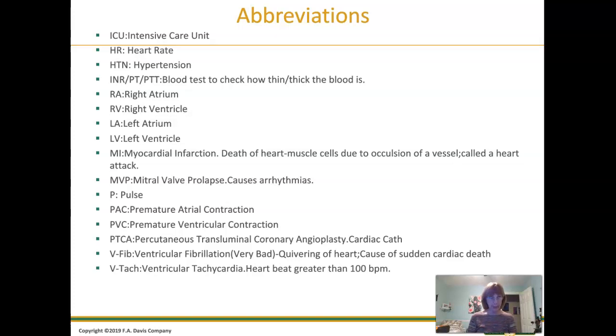HR, heart rate. The regular heart rate should be between 60 and 100, and that's about the normal heart rate. Anything below that is a bradycardia, slow heart rate. Anything above 100 is tachycardia, fast heart rate.